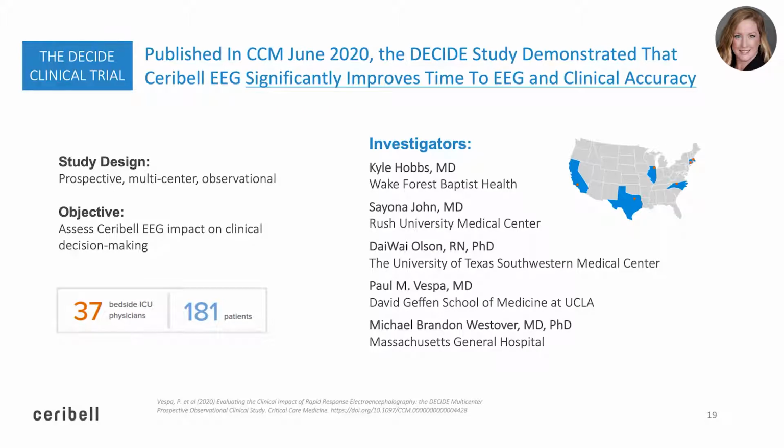In June of last year, Critical Care Medicine published the Bedside clinical trial. It was a prospective, multi-center observational trial. We were trying to assess the impact that rapid EEG would have on clinical decision-making. What we found was that the average time between a stat EEG order and the start of the study was 4 hours. I repeat, 4 hours.